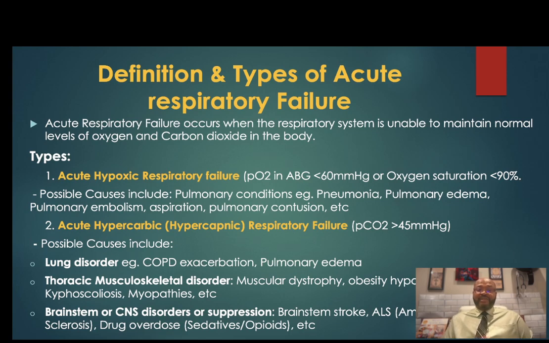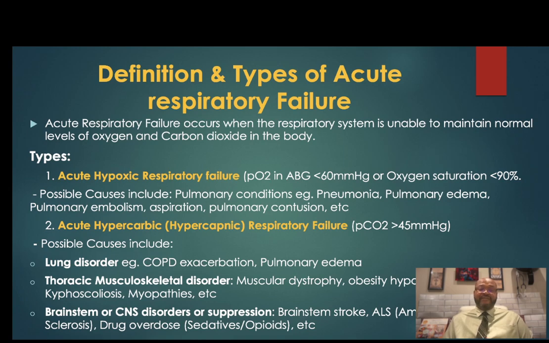So let's talk about the definition and the types of acute respiratory failure. Acute respiratory failure occurs when the respiratory system that we just talked about is unable to maintain normal levels of oxygen and carbon dioxide in the body. We already know you breathe in oxygen and then you breathe out carbon dioxide. So when there is a failure in this system, then you have an acute respiratory failure.